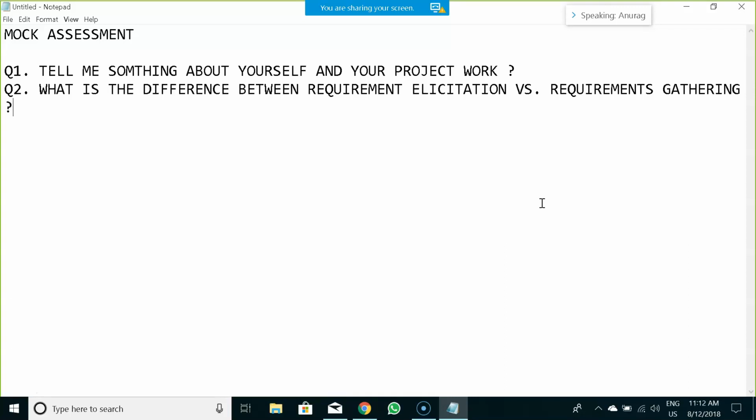Now there goes the second question. So basically, in the requirement elicitation phase, the requirements are always unconfirmed. We are not sure about the requirements from the stakeholders. So we do the requirement elicitation sessions to get those requirements clear and confirmed. And in the requirement gathering phase, we have the requirements confirmed and documented. So I think that's the major difference.